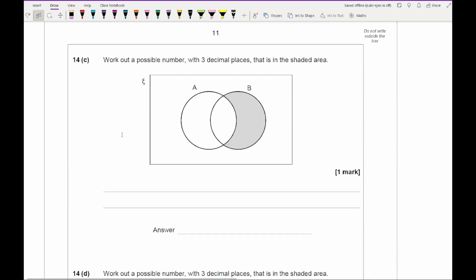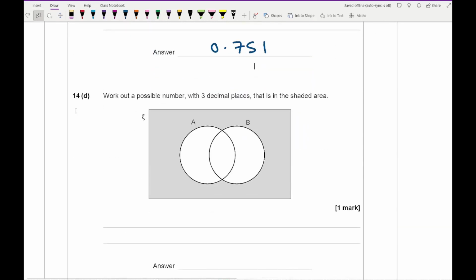Then moving on to 14C, it says work out a possible number to 3 decimal places that is just in B. So the numbers that are just in B, the boundaries that you could have are any number between 0.750 and 0.754. So again, any number to 3 decimal places between those. So I'm going to go for 0.751, let's say, as an example.